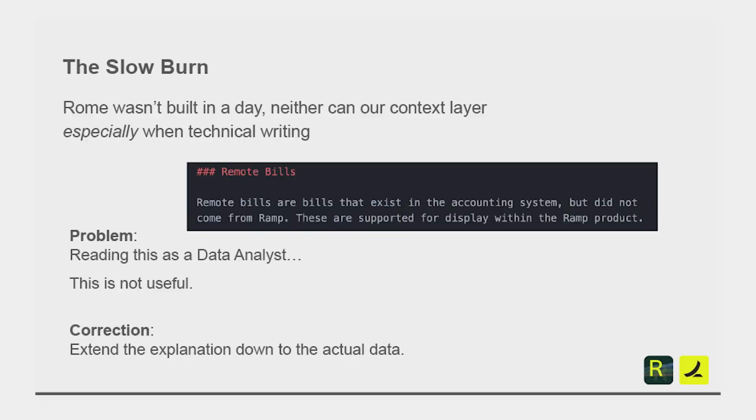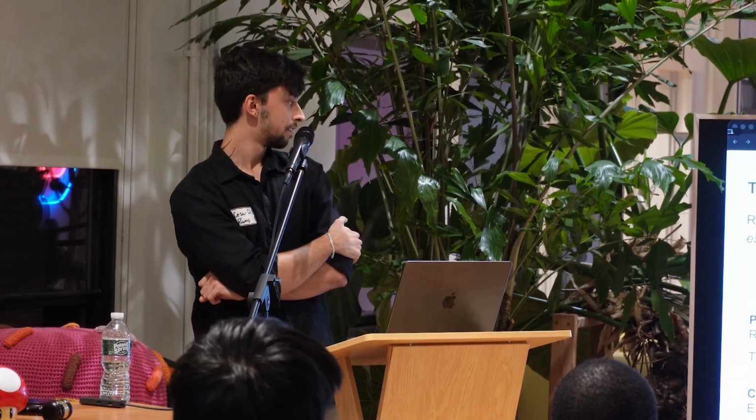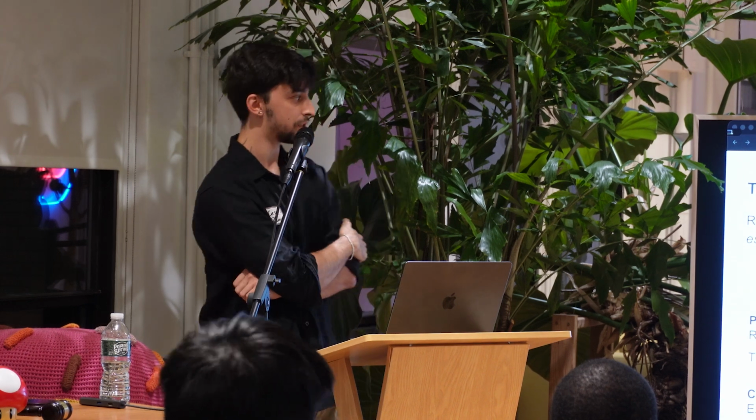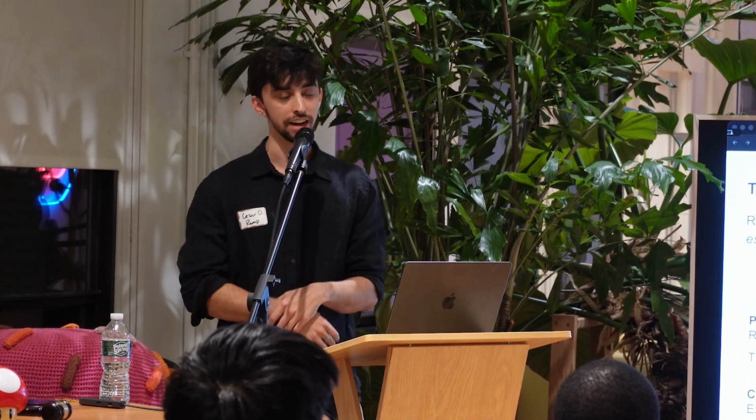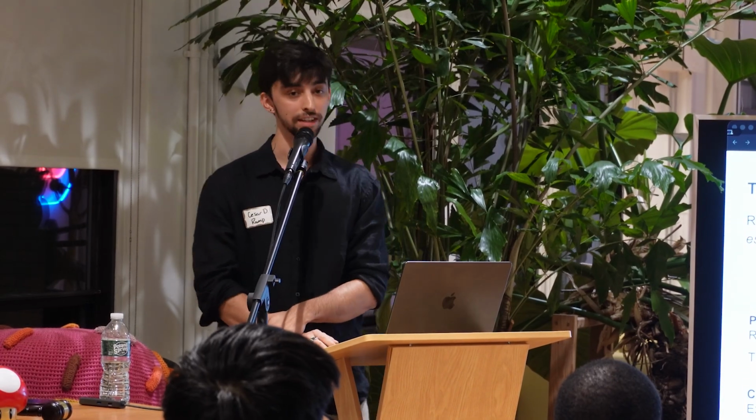So now we get into the painful part, which is the slow burn, which is the fact that our context layer cannot be built in a day. There's a lot of difficulty with writing a context layer, especially in a technical context, because as I show here, that description of remote bills is going to get me nowhere if I actually want to answer the question about remote bills. And so that means we need to go into each of these docs, understand how it is actually represented in the data, and label that so that RAMP research can actually effectively execute.